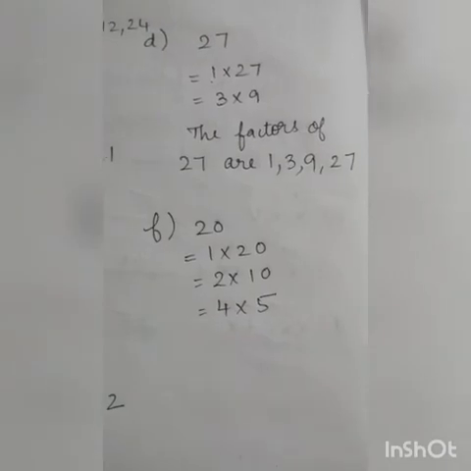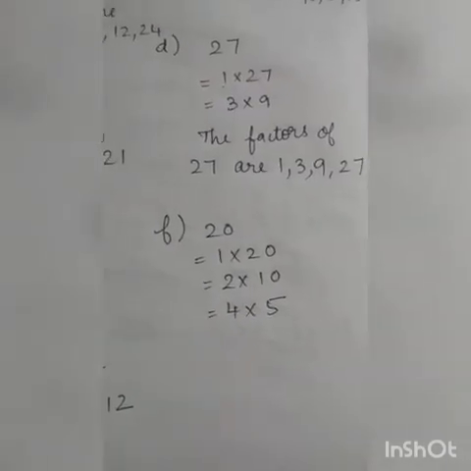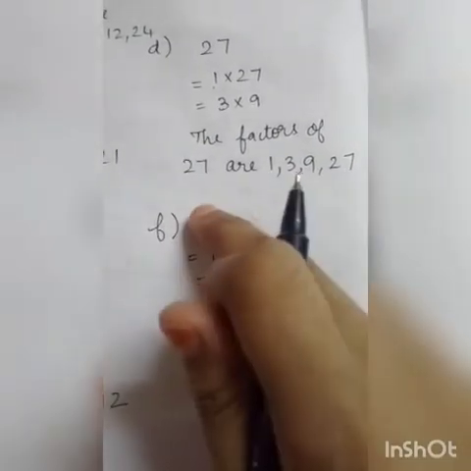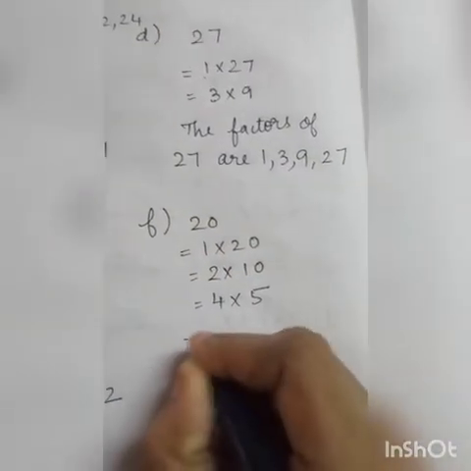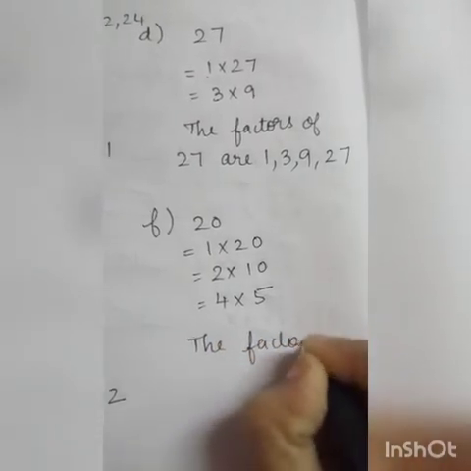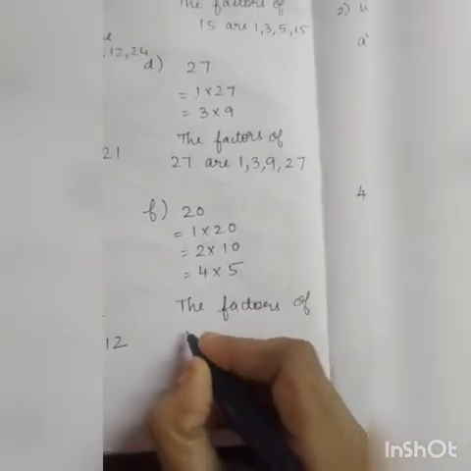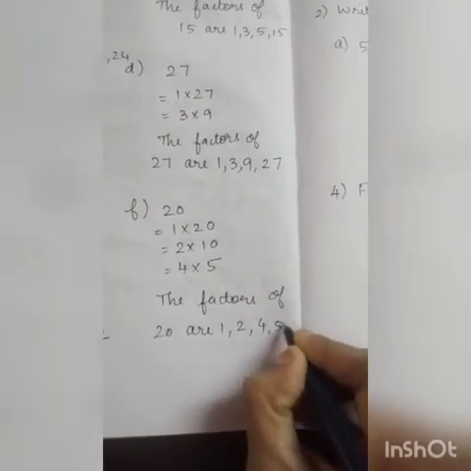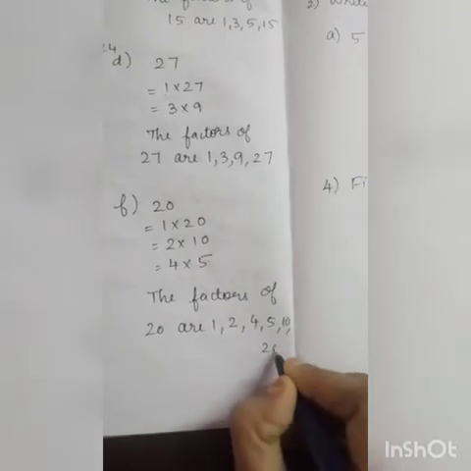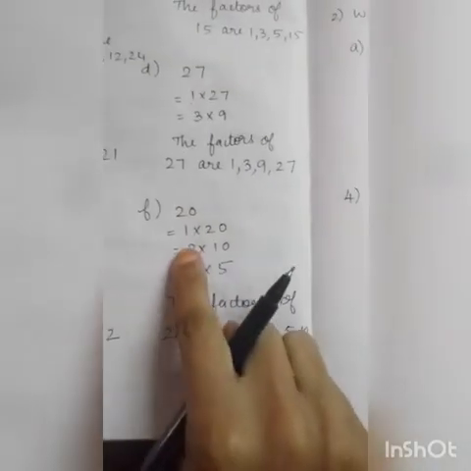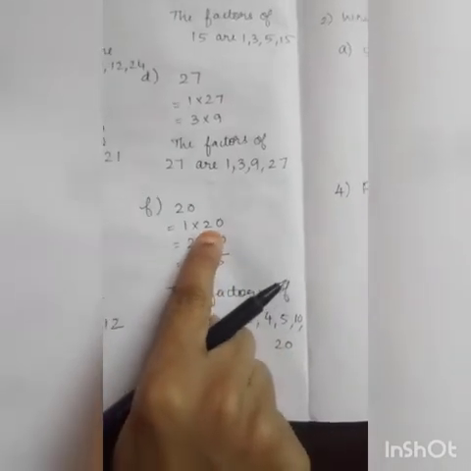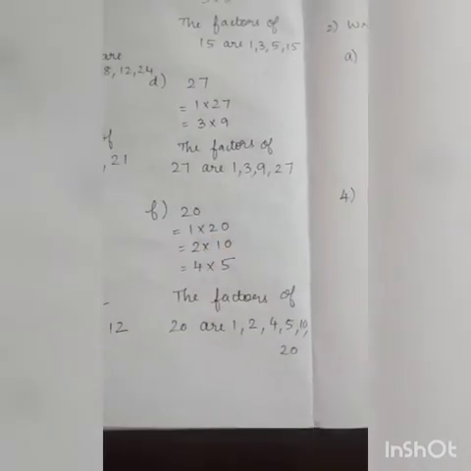Okay, like this only you should first write the questions of the tables, because these are all questions, right? This is the answer. So these are all factors. So how will we write? The factors of 20 are 1, 2, 4, 5, 10, 20. So 1, 2, 4, 5, 10, 20. This is how you should write the factors of a number. Next is your 18.